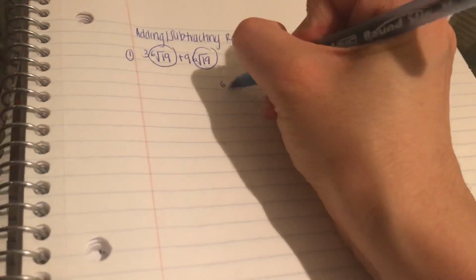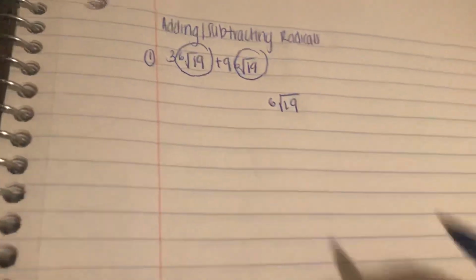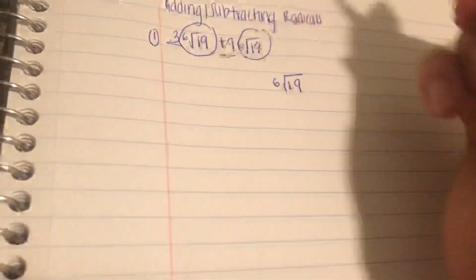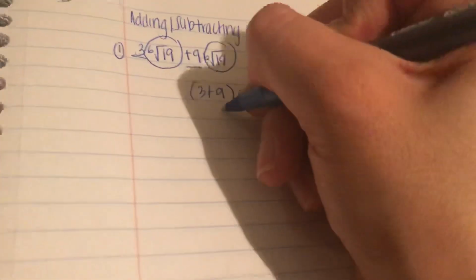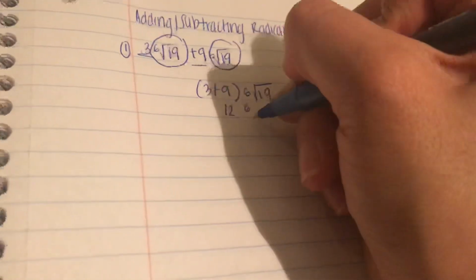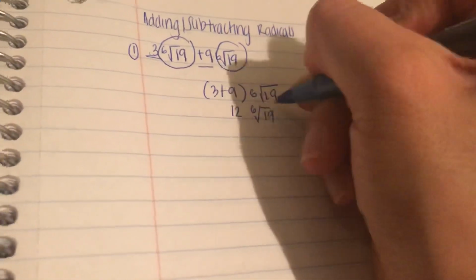What our goal is right now is to find the common radical in order to combine the coefficients of those radicals. So our common radical is the 6th root of 19. So let's pull out the 6th root of 19. And then what we're going to do is combine the 3 and the 9, which are the coefficients of the radicals in there. So 9 plus 3 is 12. So my answer is 12, 6th root of 19.